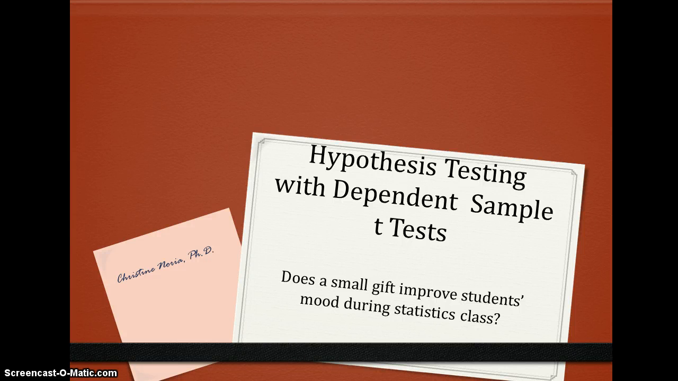This video corresponds with Chapter 10 in your textbook, the Paired Samples t-test chapter. You'll notice that I've called it the Dependent Sample t-test, which is another way of talking about a paired samples t-test. So in this particular example, we talk about whether or not a small gift improves students' mood during statistics class.